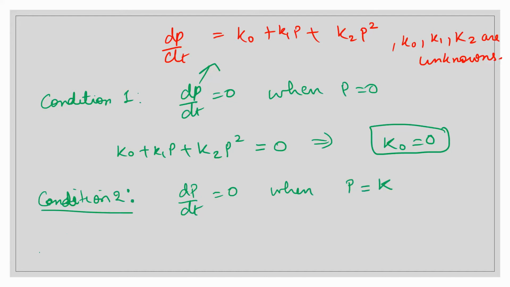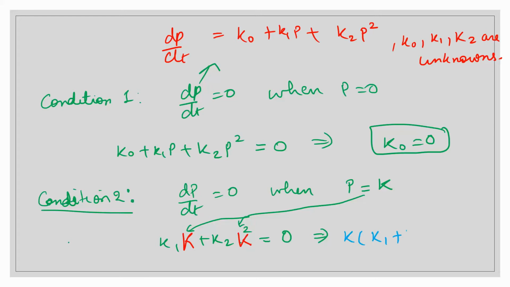So if I put this, then I will get my k1p plus k2p square, because k naught is already 0. This will be equal to 0, and so I can write over here with K, because here I have the maximum population size, so I will replace this p with capital K. Now I can take this k as common, and what I will be left with is k1 plus k2 capital K equal to 0. This one is a carrying capacity.